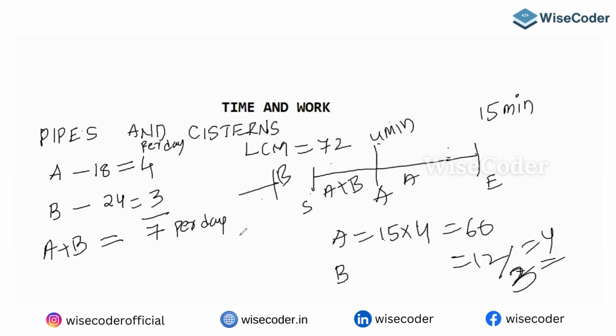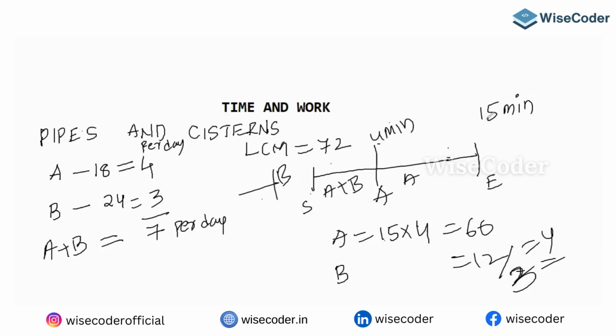Very simple question. LCM is 72, so total work is 72. A is eating 4 chocolates per minute, B is eating 3 chocolates per minute. Together, 7 chocolates per minute. We can verify the answer. There is no issue.